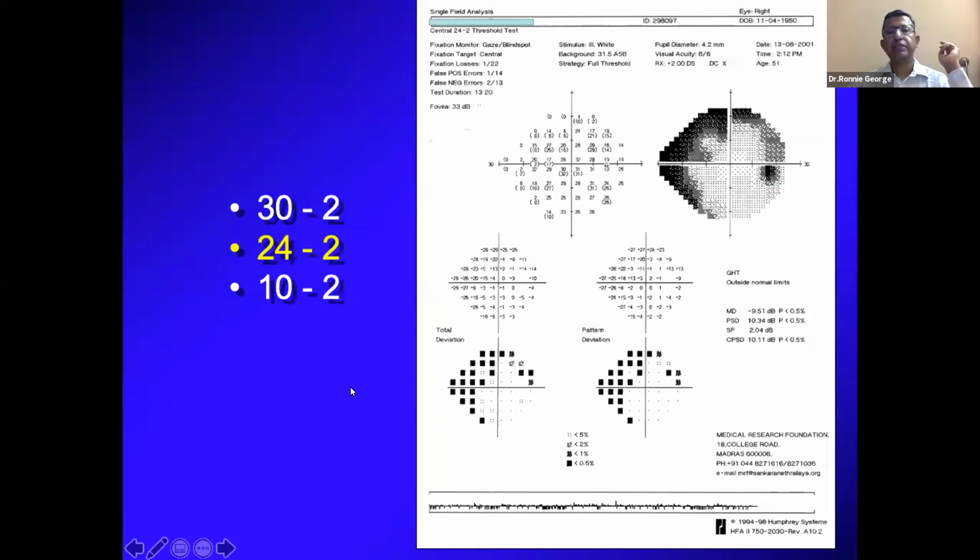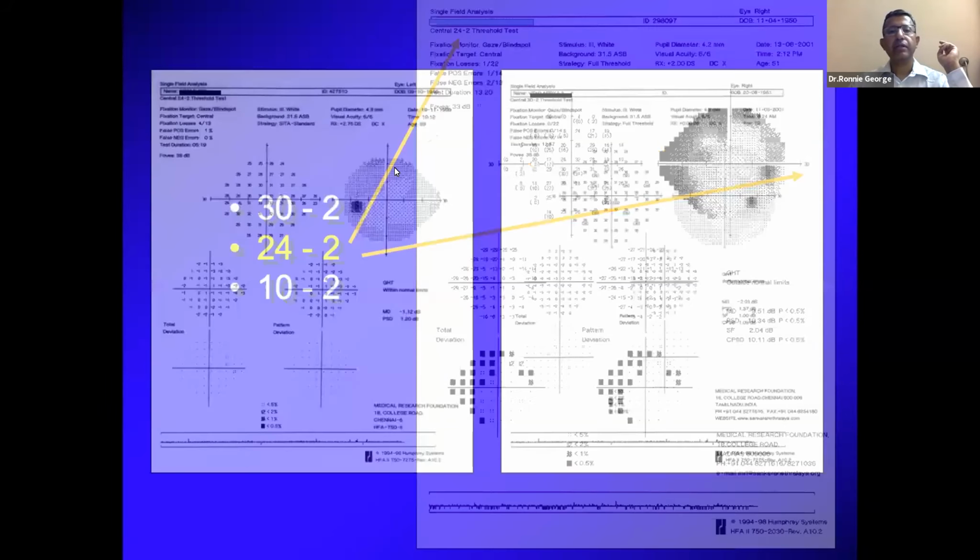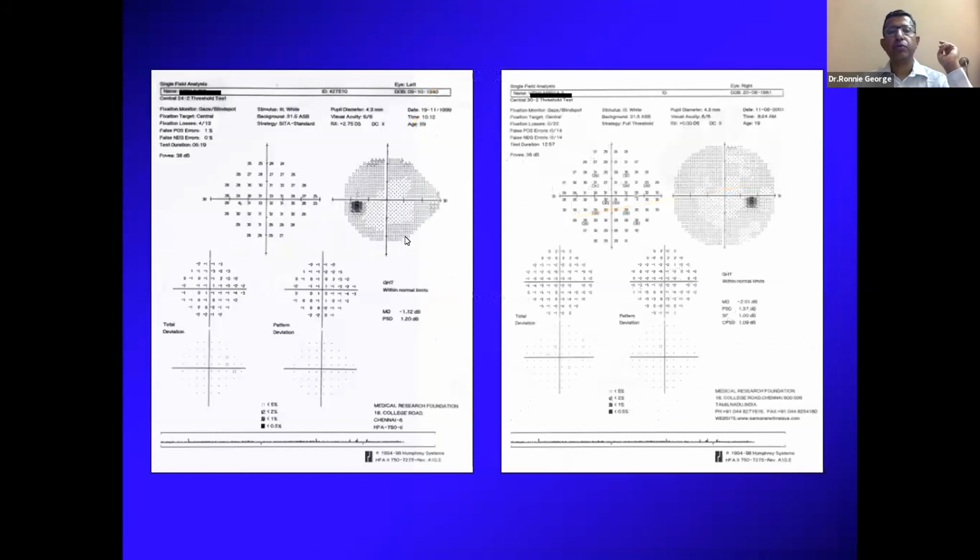Well, it's very simple. It's written over there and it's also marked out over there. And this is a 24-2 because you can see that the points are not tested till 30 degrees. And a 30-2 typically looks completely symmetrical, while a 24-2 looks more oblong on one side.